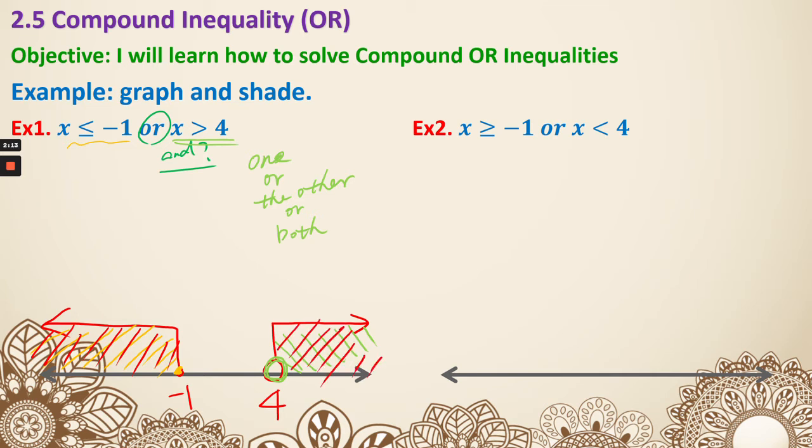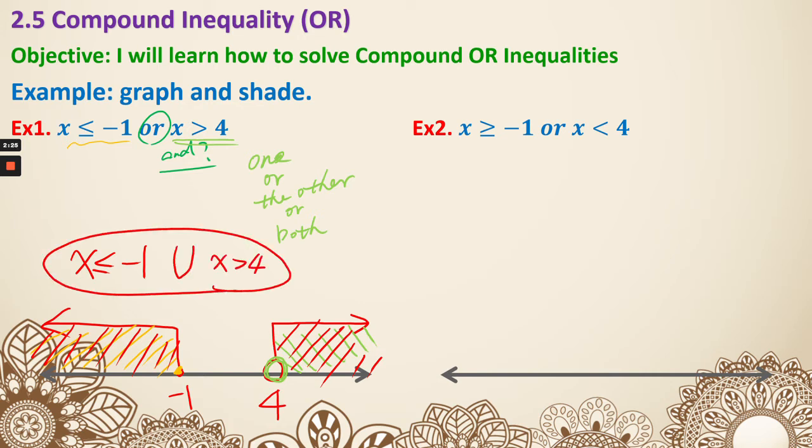So when we write the final answer, based on the new graph in red, we are going to write it as x is less than or equal to negative 1. In the middle, a union symbol, and then x is greater than 4. That will be the final answer. Again, as long as they appeared, so one or the other or both.